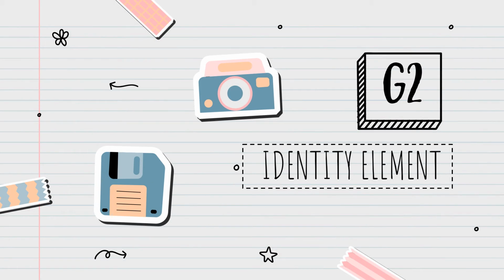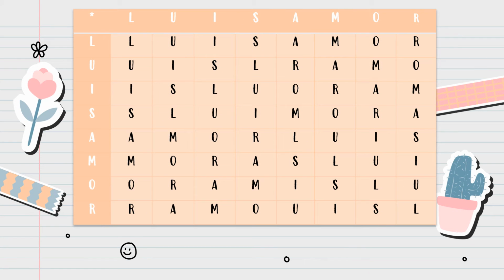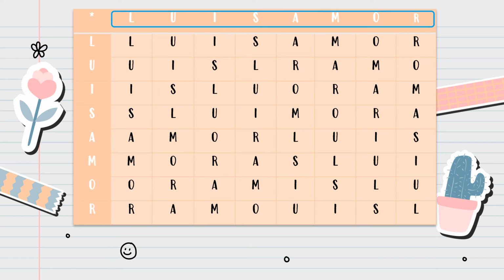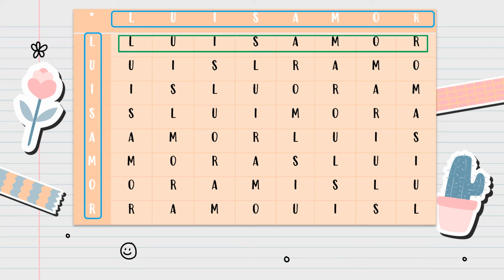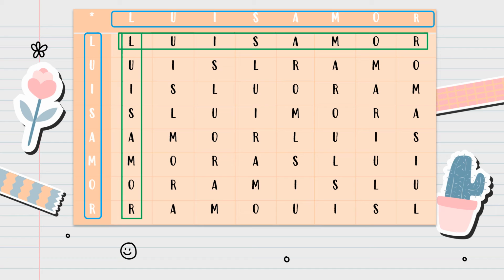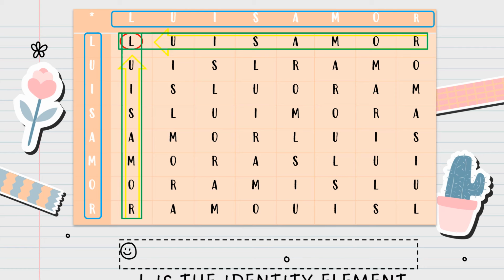We now proceed to the next property, which is the identity element, which must be obtained in a group. To identify the identity element, we look for the row and column similar to L, U, I, S, A, M, O, and R, which appears to be located on the first column and first row as well. Then, the identity element will be at the intersection of that row and column, which appears to be L. Therefore, there exists an identity element which is L.